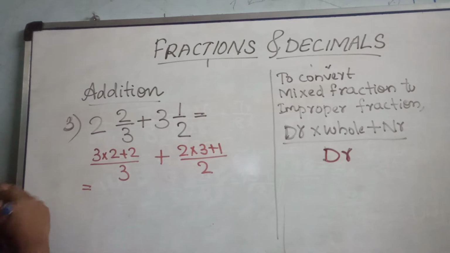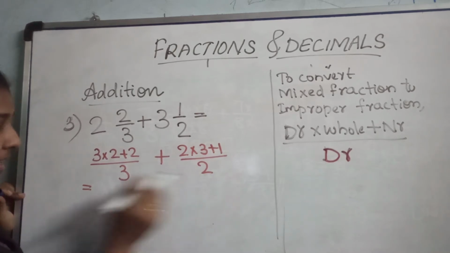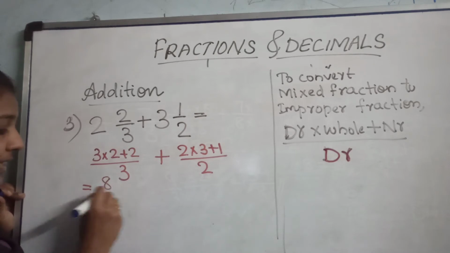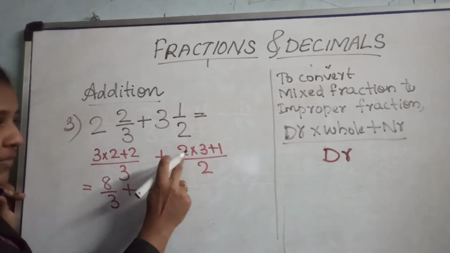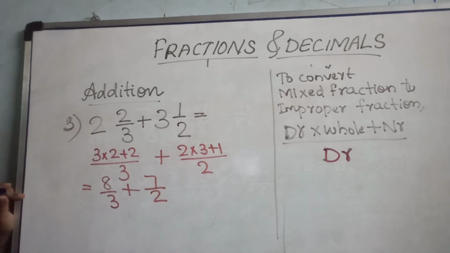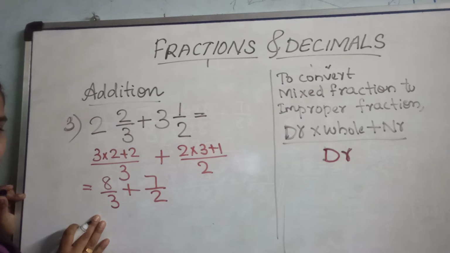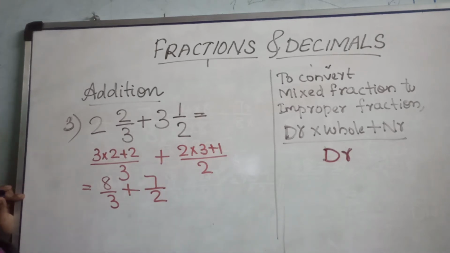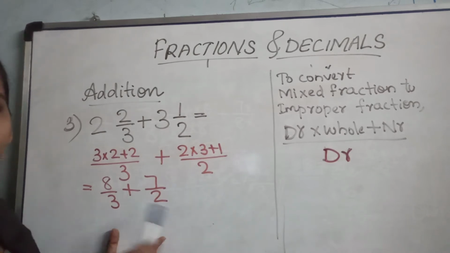Okay. So we can write it like this, and after that we can simplify. 3 2s are 6, 6 plus 2 is 8. 8 by 3 plus, then 3 2s are 6, 6 plus 1, 7 by 2. Okay children, now we got two unlike fractions, isn't it?